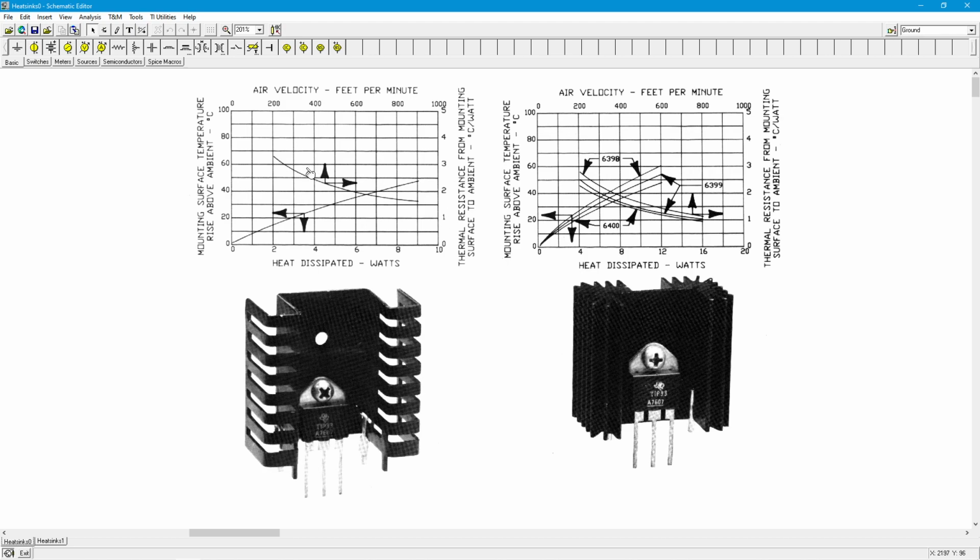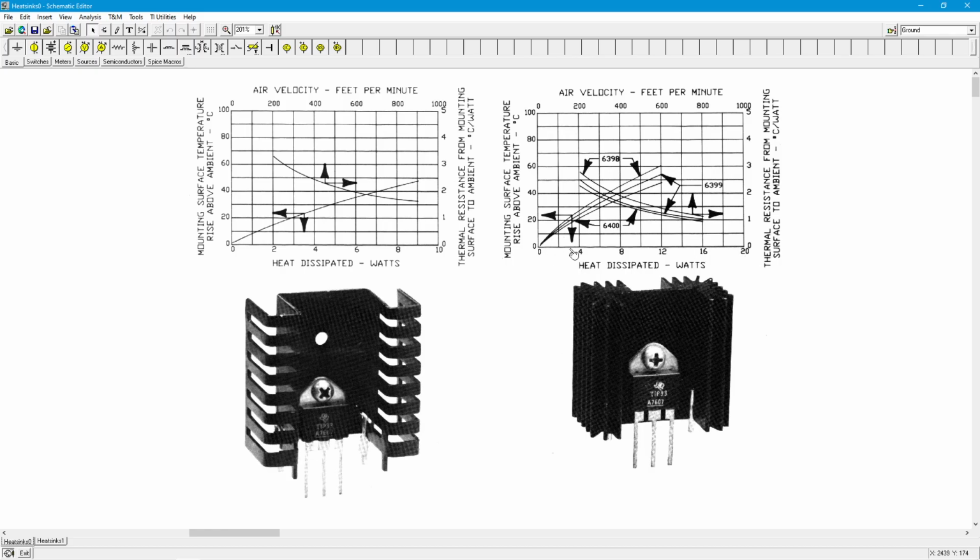And if we come down here to a much slower fan, maybe 200 or 300 feet per minute, now we're looking at somewhere in the vicinity of 3 centigrade degrees per watt. If we compare that to this extruded, much more heavy duty sort of heat sink, we could see that those numbers are in fact superior, right? These numbers are lower than these.